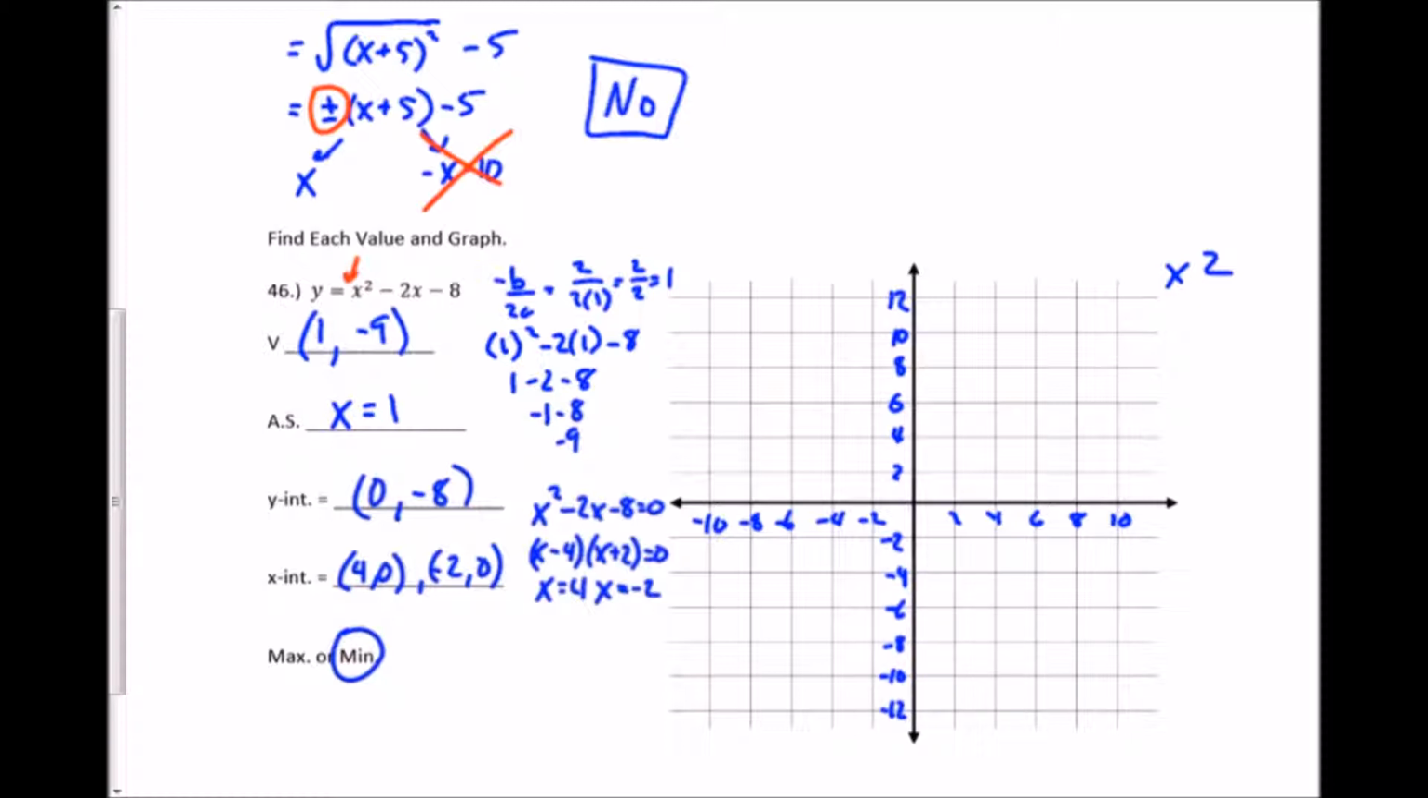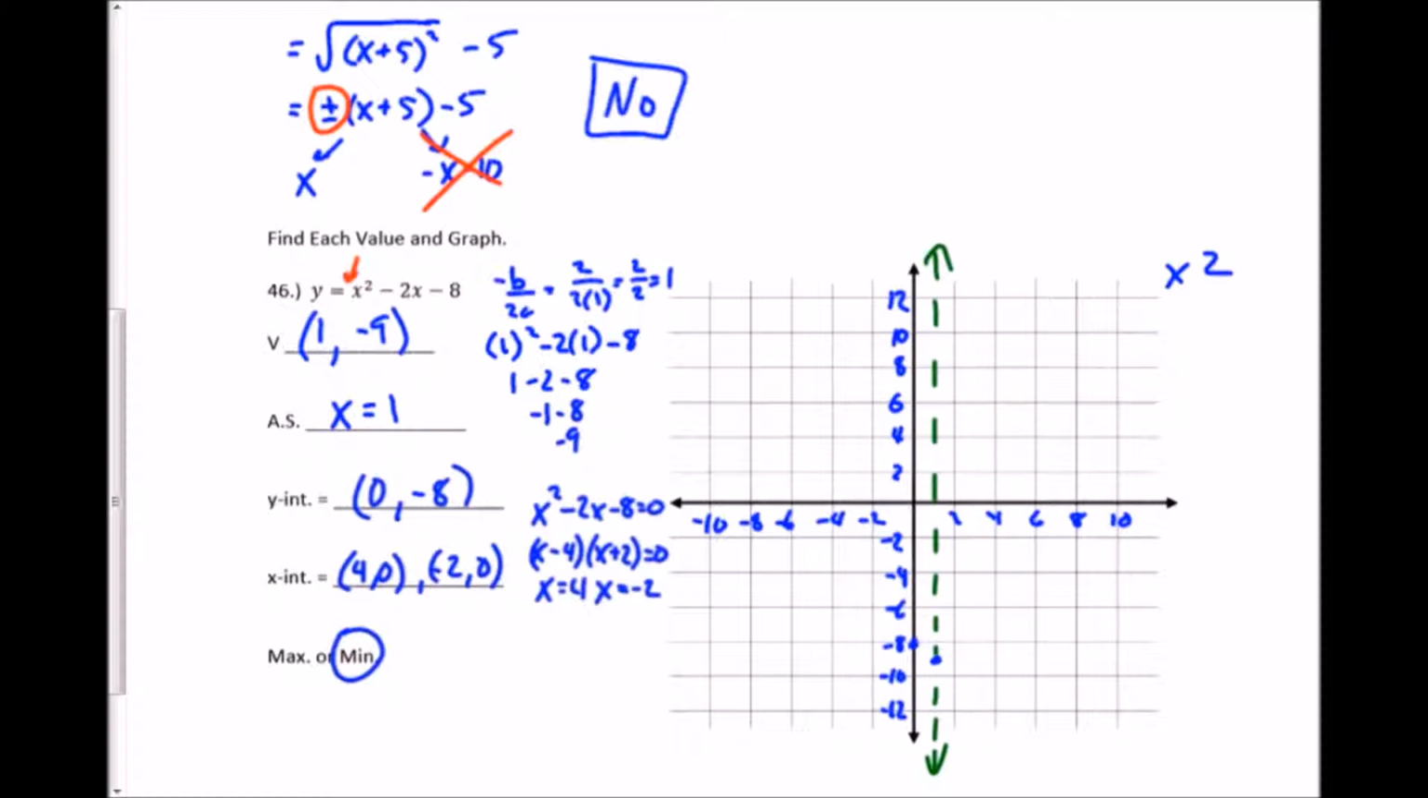So I do the 1, negative 9. It's right here. Oh, sorry, 1, negative 9 is right here. X equals 1. Axis of symmetry is this vertical dotted line. Y equals negative 8.